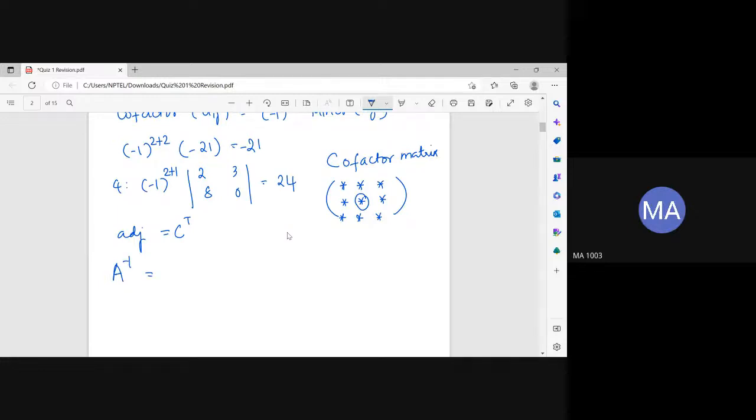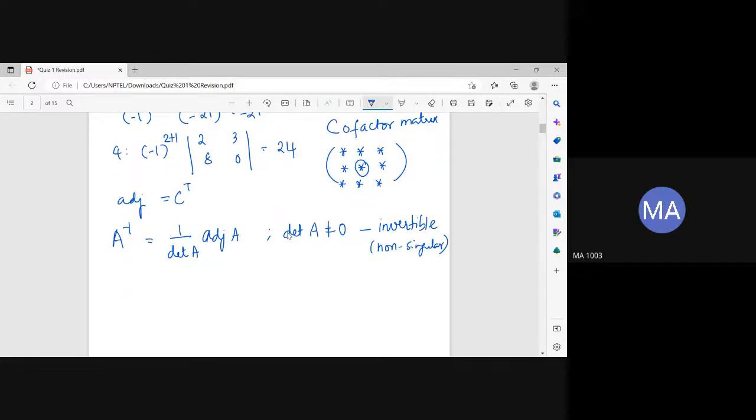What is the inverse? One upon determinant into adjoint of A. You can define this only if determinant of A is not equal to zero, in which case the matrix is called an invertible matrix or non-singular. So if it's an invertible or non-singular matrix, then you can find the inverse by finding the adjoint of A and dividing it by the determinant of A. This is how you find the inverse of a matrix.